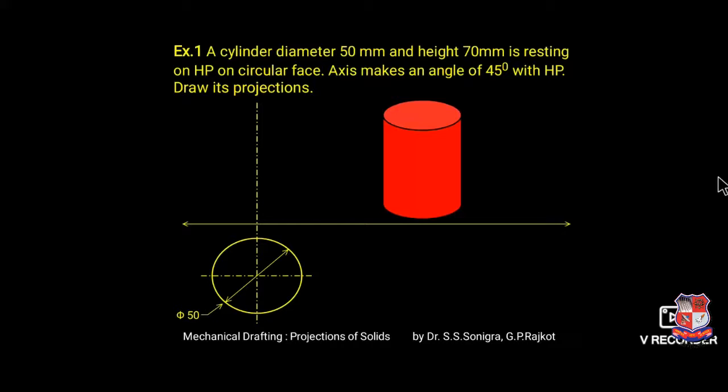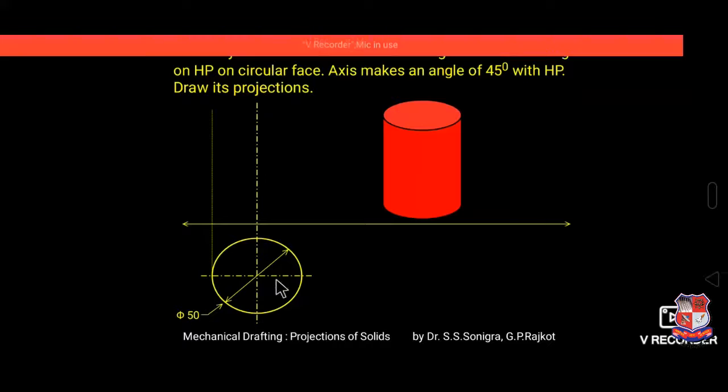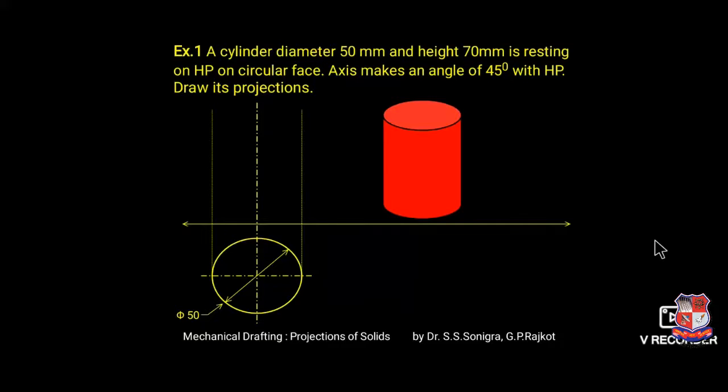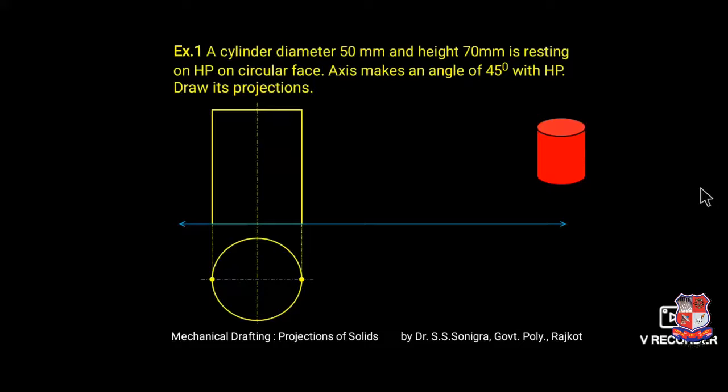Insert its diameter. Then take projections from these endpoints like this, and the height of this cylinder is given as 70 mm. So draw a rectangle with height equal to 70 mm, and then further divide this circle into an equal number of parts. Here it is divided into 8 parts. You may divide into 12 parts or 16 parts. It depends upon the size of the drawing. If the drawing size is very big, you can divide into more parts.